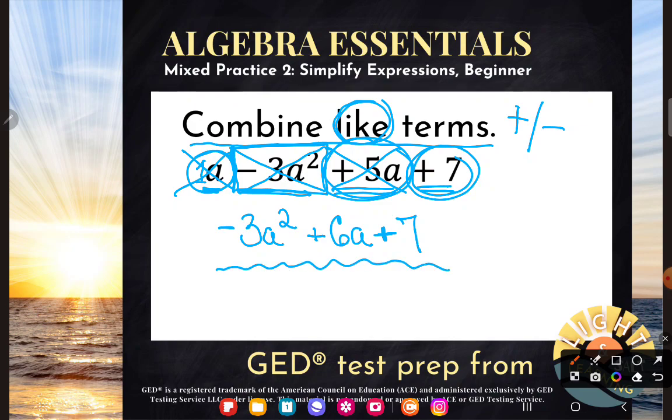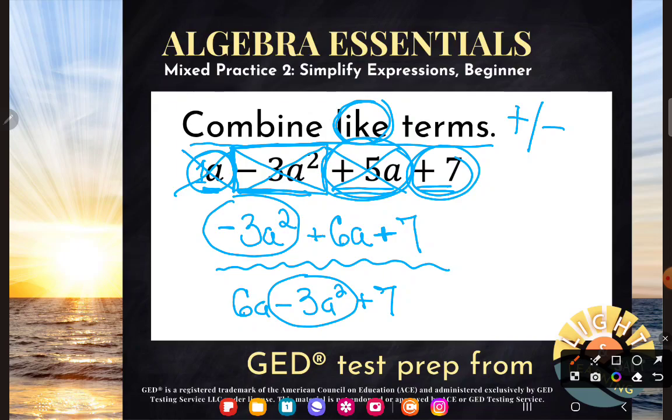Now, if you add it in the other order and yours says 6a minus 3a squared plus 7, or even has the three terms in another order, that's fine as long as the terms keep their signs. Notice my negative 3a squared when it was back is minus 3a squared, and my plus 6a when it was in front is positive 6a. The sign belongs to the term that it's in front of. All right, so either one of these I'll accept. Both of them are great answers.